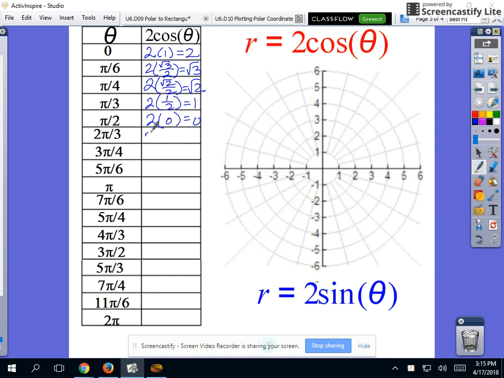Now we do 2 pi over 3, so that's when we get negatives with our x values. So negative 1/2, which is negative 1. 2 times cosine of 3 pi over 4, which is negative root 2 over 2, which is negative root 2. I'm running out of space here. Whoops. 2, 5 pi over 6. If we did that, that's negative root 3 over 2, which is negative root 3. I'm seeing a pattern happen here. Anybody want to guess what the next one is? It should be negative 2.